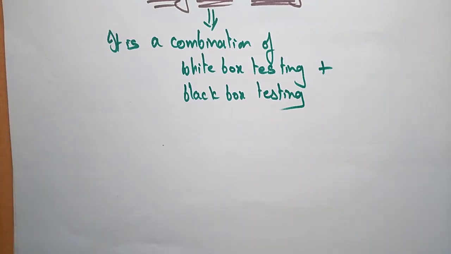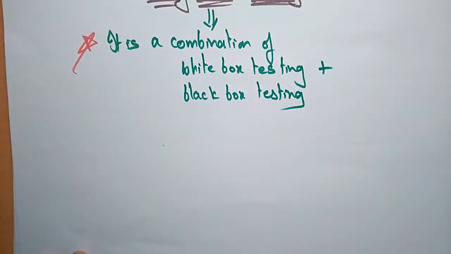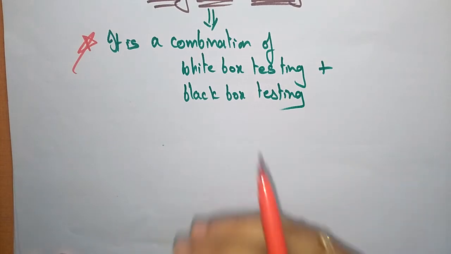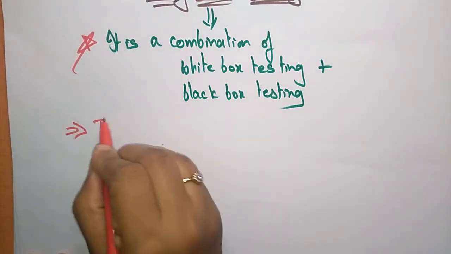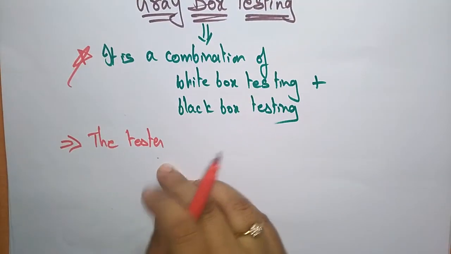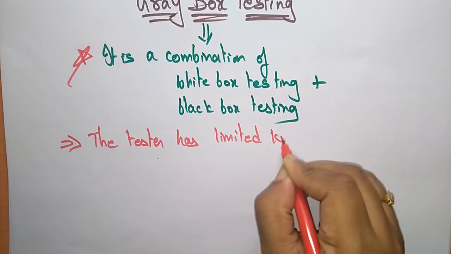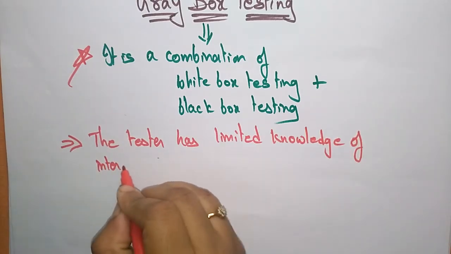Now let us see. The first thing you have to write whenever they ask what gray box testing is: it's just a combination of white box testing and black box testing. It is a strategy for software debugging in which testers have limited knowledge of the internal details of a program. They are having only limited knowledge.